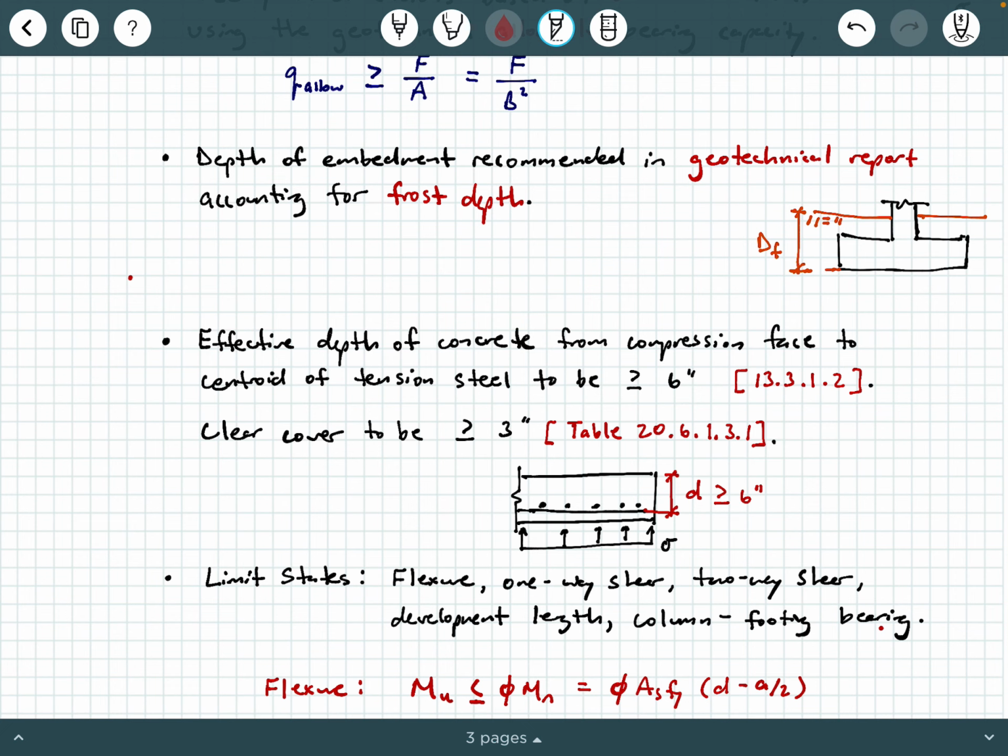Now, what about this clear cover to be 3 inches, okay? So I'm going to draw another figure here, but I'm going to zoom in even more, all right? So if I zoom in even more here, okay?